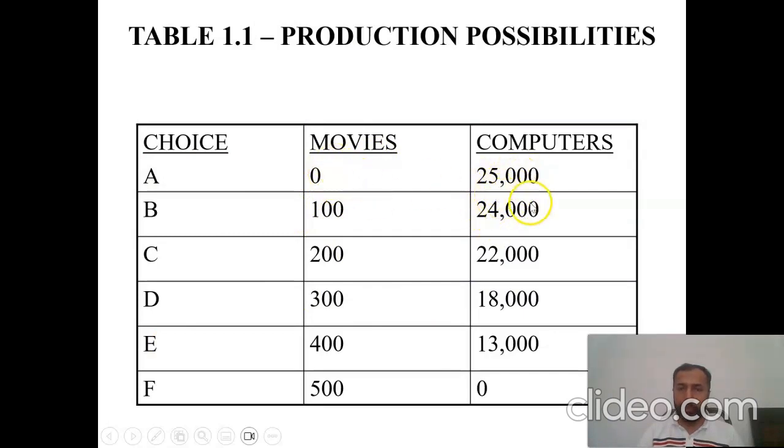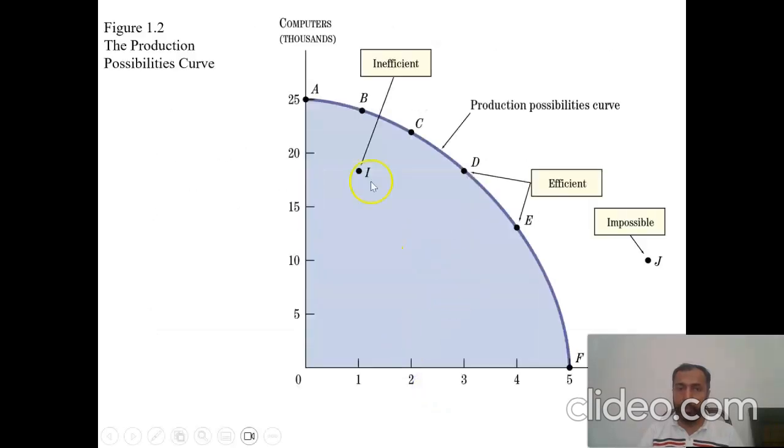So 1000 computers is the opportunity cost of 100 movies, while at the end, when you increase the production of movies by 100 from 400 to 500, this is again a 100 increase in the production of movies, but now you have to give up 13,000 computers instead of 1000. So thus opportunity cost is increasing. Because of this increasing opportunity cost, this shape is concave to the origin. If opportunity cost remains constant, this curve will be a straight line, and if opportunity cost decreases, this curve will be convex to the origin or bowed towards the origin.